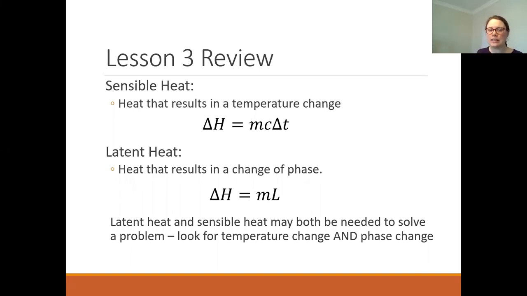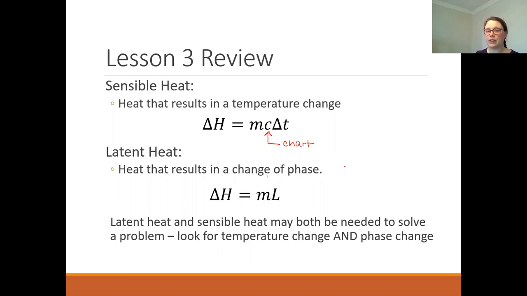So first of all, sensible heat is heat that results in a temperature change. Sensible heat uses the formula delta H equals MC delta T. So delta H just means the change in heat. This is a change, is equal to mass times the specific heat capacity. This number again is from your chart, times the change in temperature.